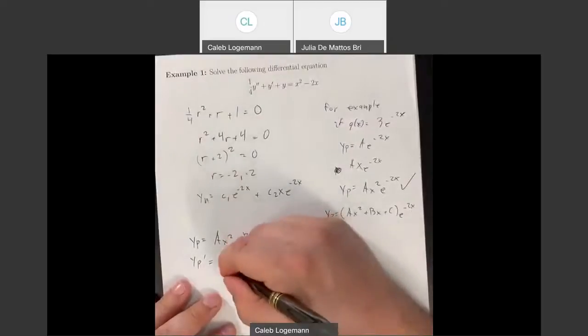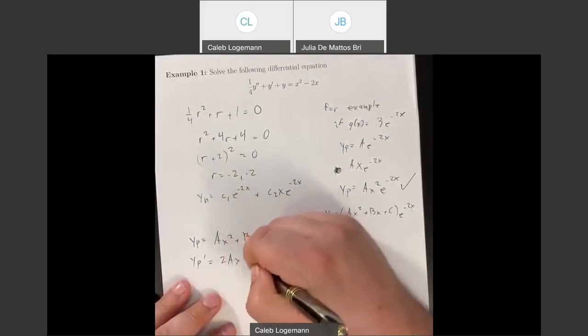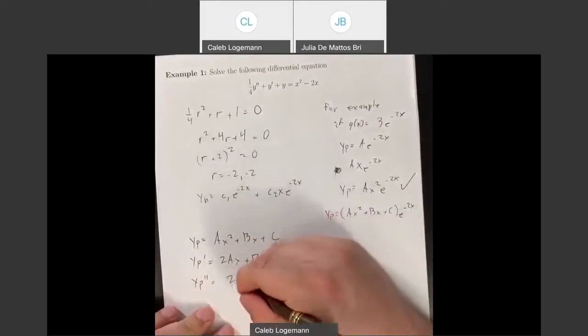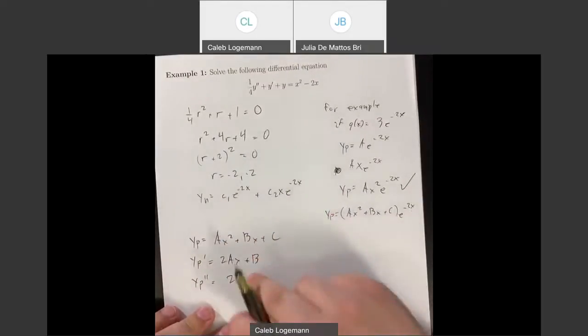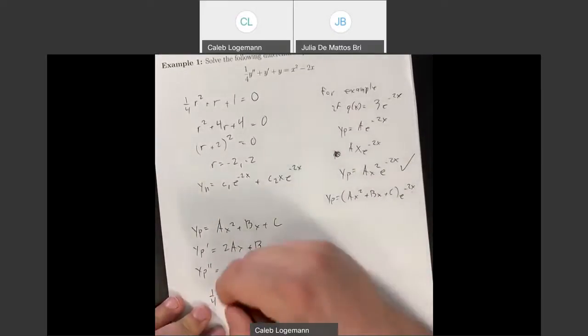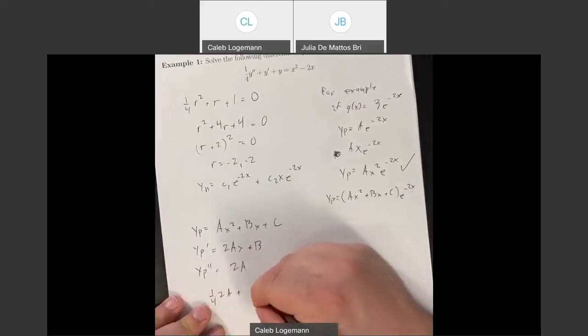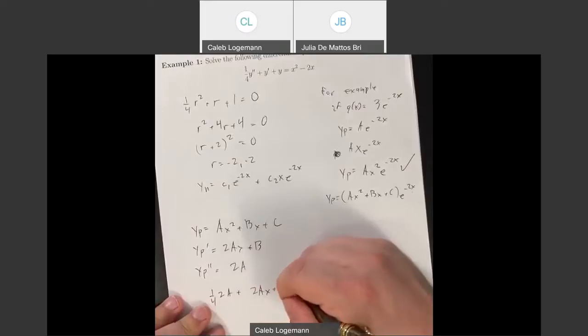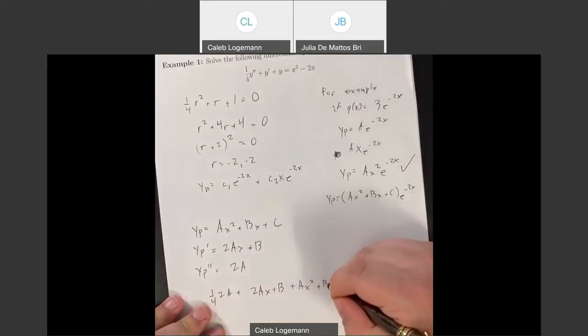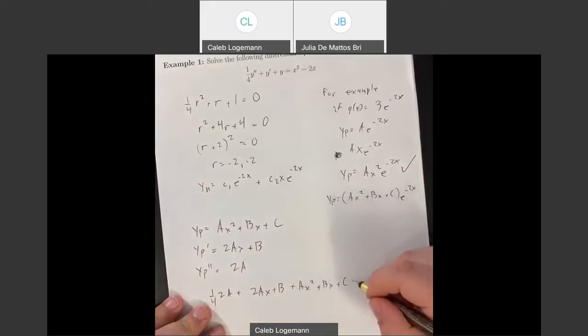So first derivative, 2a times x plus b. Second derivative, 2a. All right, so we'll plug that in. So we have 1/4 times 2a plus 2a times x plus b plus ax squared plus bx plus c equals x squared minus 2x.